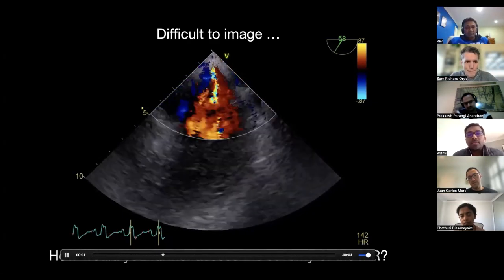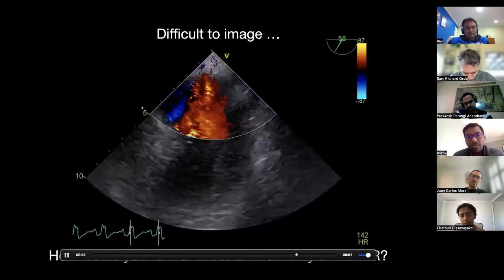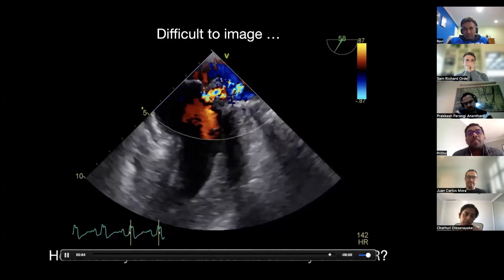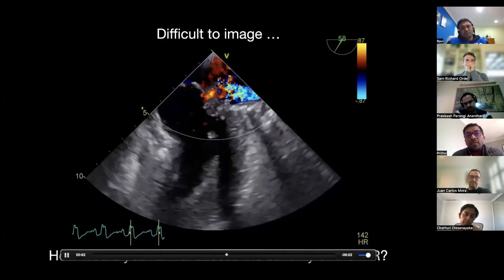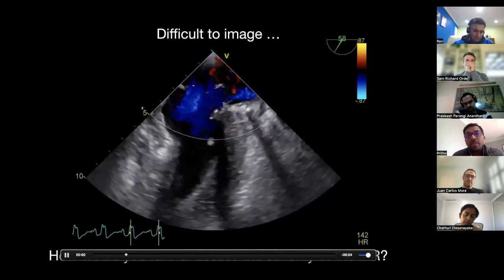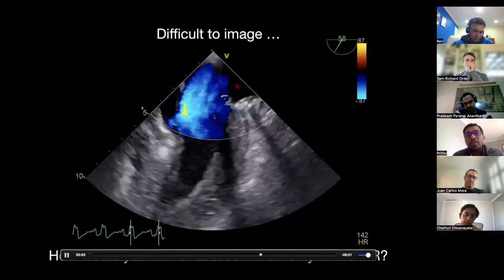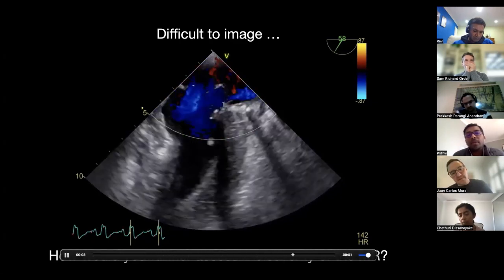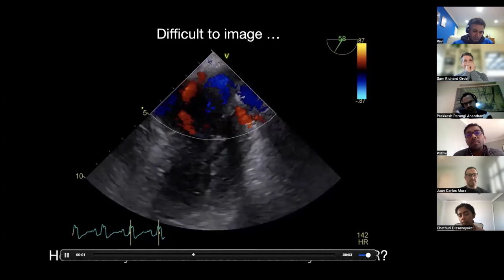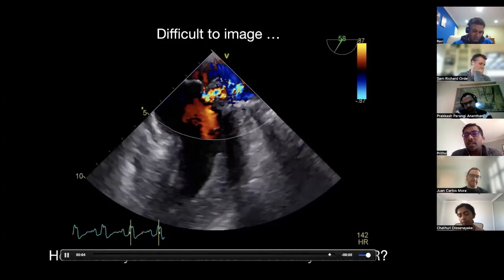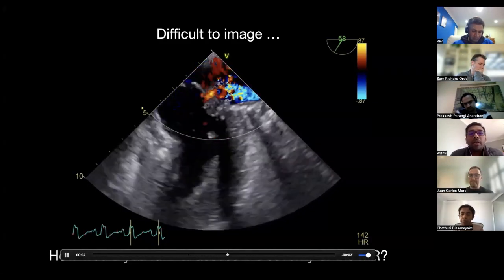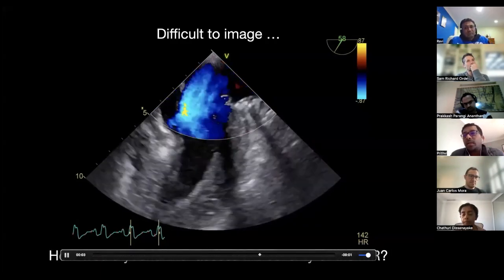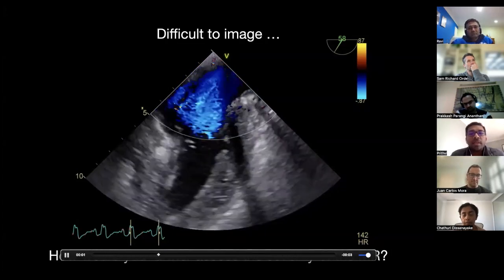And how would I assess further severity of MR? On color, I'm going to look at the presence of a prominent flow convergence and a wide vena contracta more than 0.7. I'll put a continuous wave Doppler across the mitral valve, and I would be expecting a dense, fully filled, triangular continuous wave, which would suggest severity.